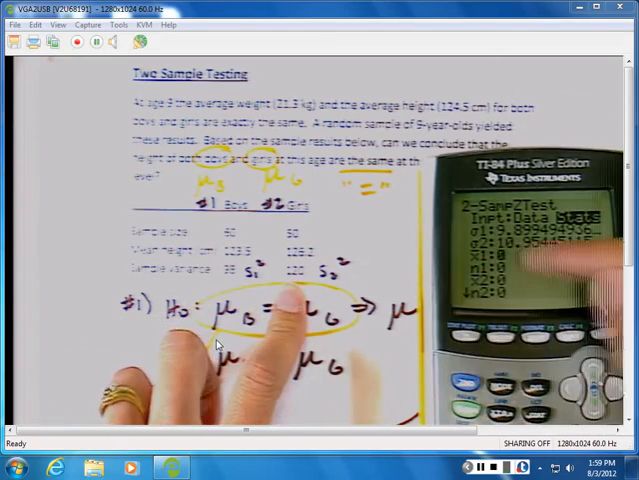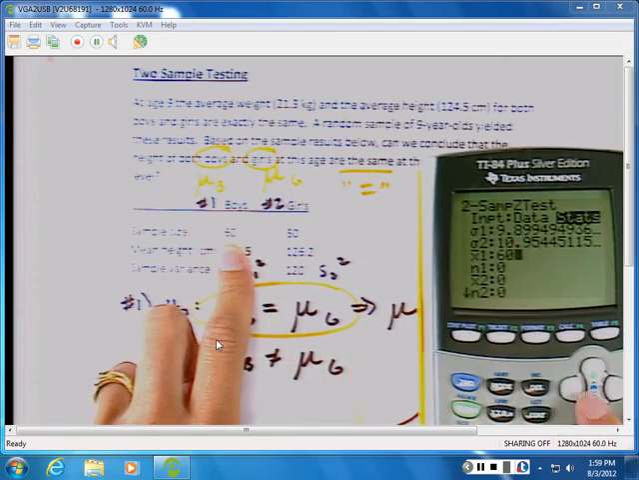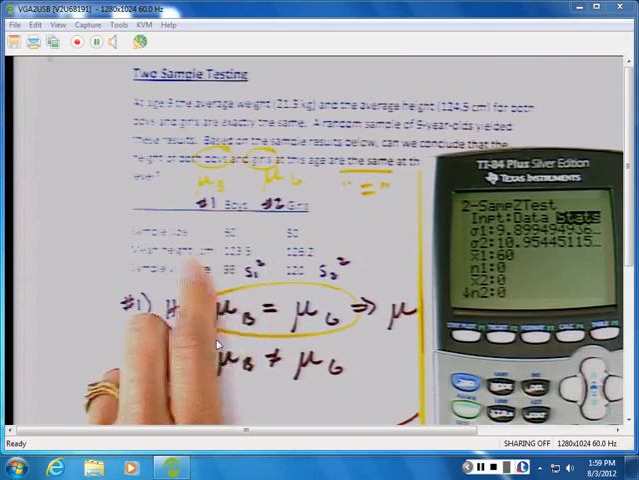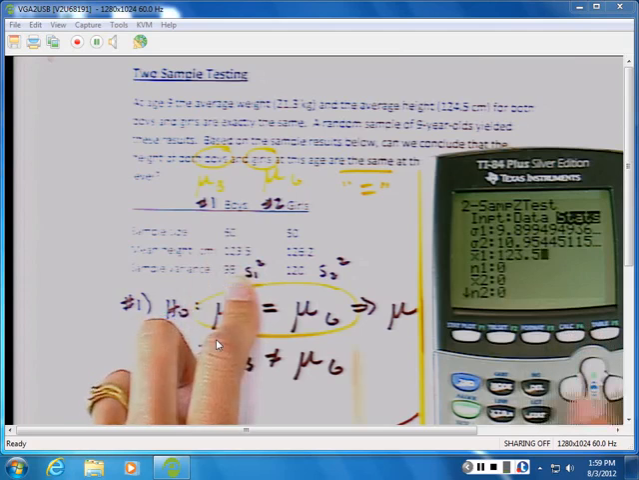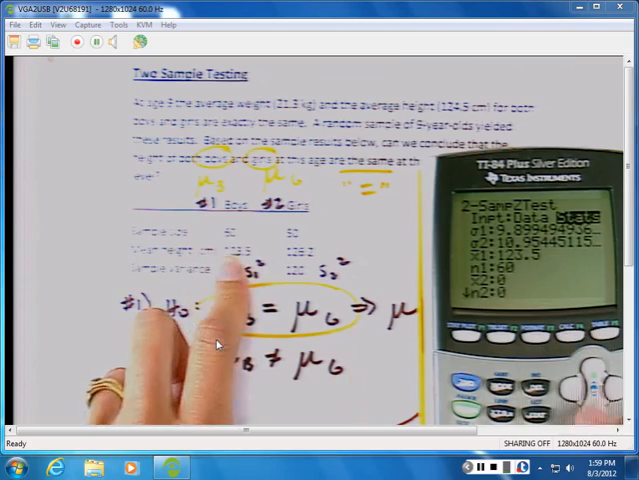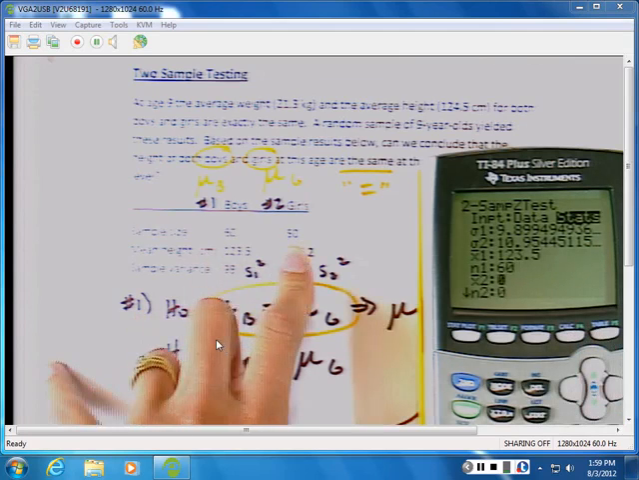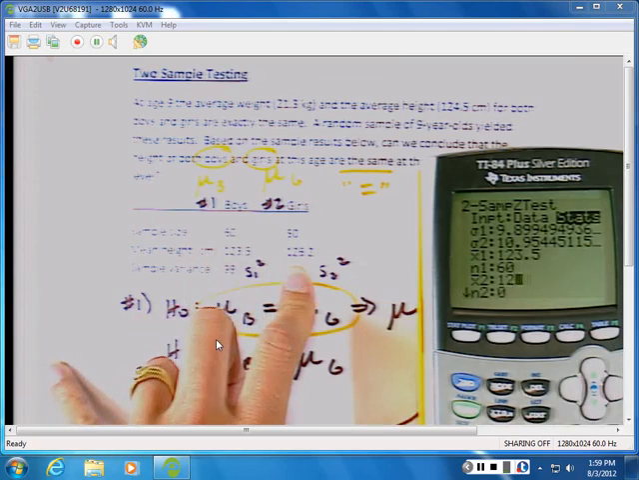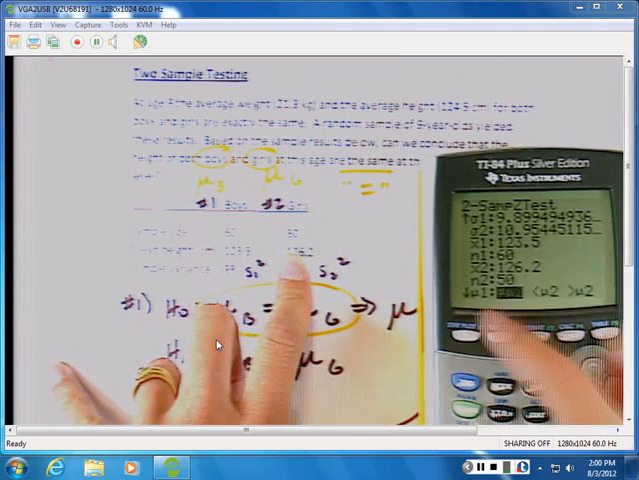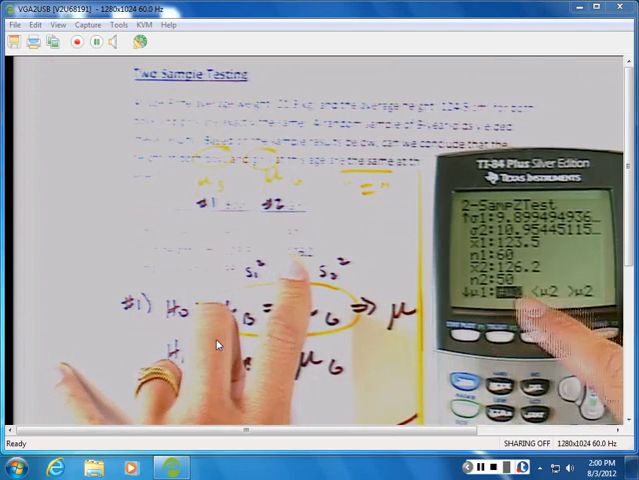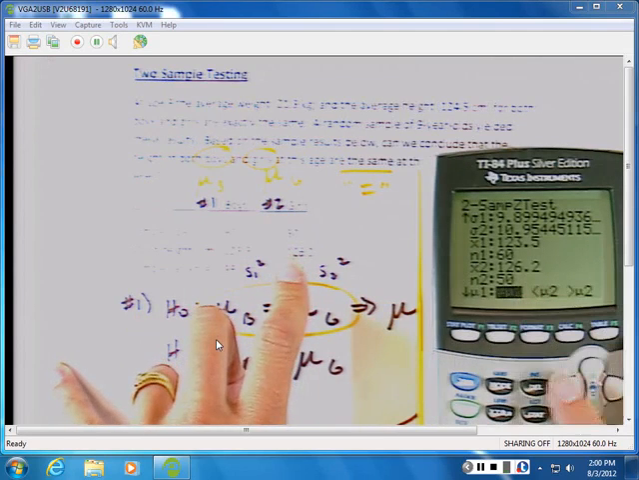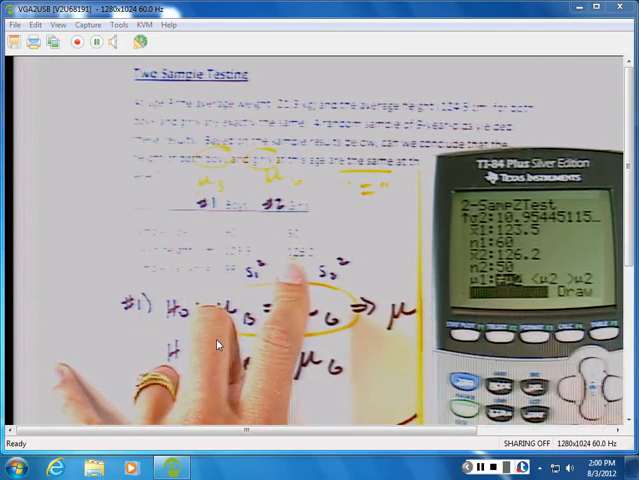And now it wants to know what the mean was for the first sample. That was 60. See how it's nice to label those, sample 1 and sample 2? And that sample size, oops, I'm backwards. The sample mean was 123.5. And the sample size was 60. Now on to sample number 2, the girls. The mean was 126.2, and the sample size was 50. And now it's asking you for that alternative hypothesis. Ours was not equal. But remember, if you wanted another one, you could arrow over and hit enter, but I do want that one. So I'm going to arrow down one more time, and I'm ready to calculate.